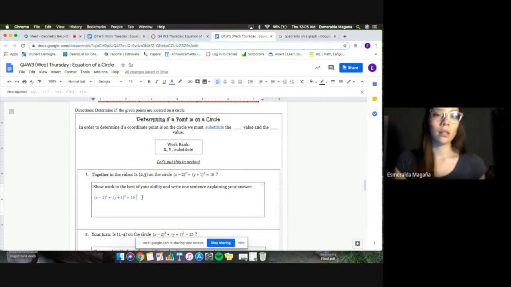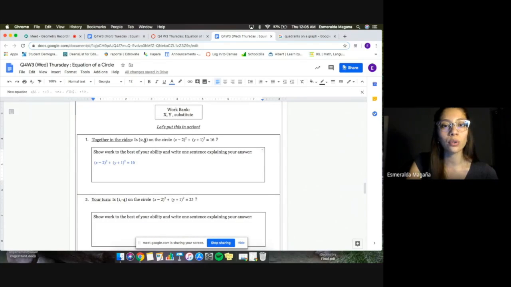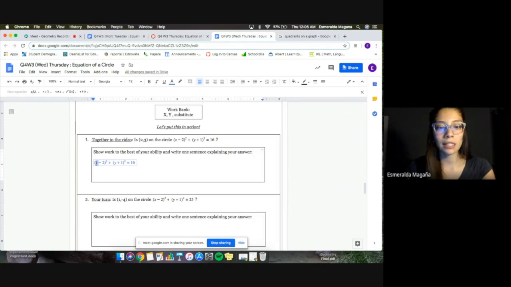Okay, so in our notes it says in order for us to determine if that coordinate point, in this case it's 2, 3, is on the circle, I need to go ahead and substitute my x value and my y value into my equation. So lucky for us, we have 2, 3. We have an x right here and a y. So now what we're going to do is substitute these variables with the numbers. So instead of an x, I'm going to write a 2. And instead of a y, I'm going to write a 3.